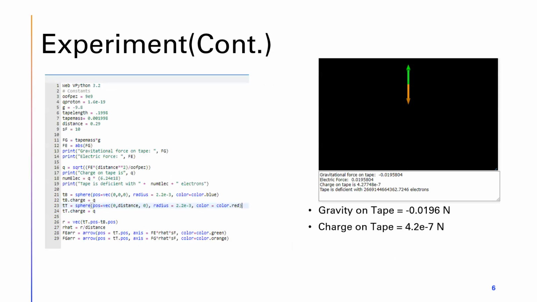So here's our GlowScript model. I made this so that I can find out what the gravity was on the tape and what the charge was on the tape. So we can use this to calculate that the gravity was 0.0196 newtons in the negative direction, implying that the gravity was acting downwards on it, which makes sense. And then the charge on the tape was 4.2 times 10 to the negative 7 newtons. And this is telling us that the charged particles are interacting with each other and exerting that force. And due to the reciprocal law, we can say that it is the opposite force for the other tape.